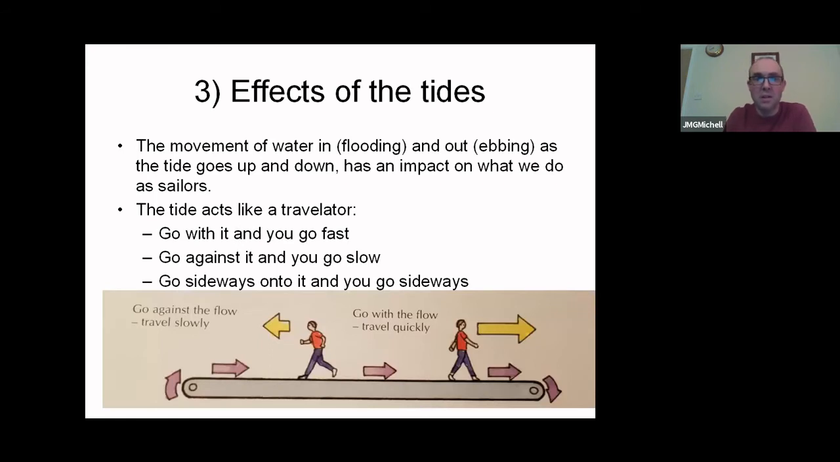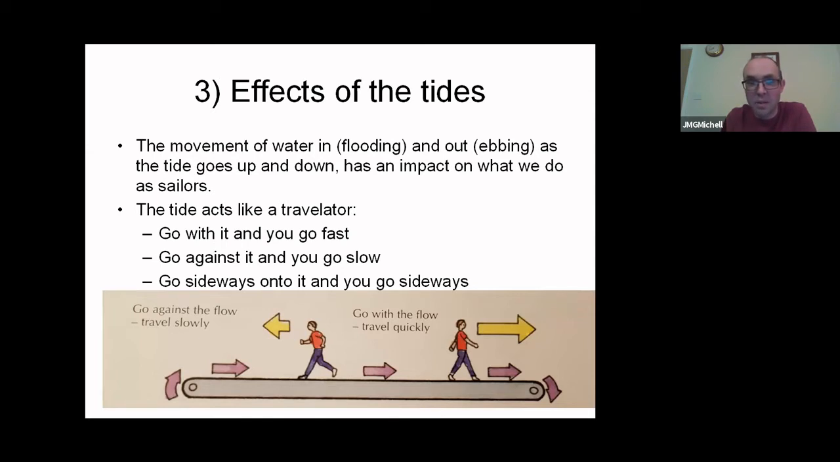So, the effect of the tide. The movement of water coming in is known as flooding, and the movement of water out is known as ebbing. As the water is flooding, the tide goes up, or comes in and goes up, and then when it's ebbing, the water goes down. So it's fairly easy, hopefully, to remember that tide coming in goes up, tide going out goes down. And it has an impact on what we do as sailors.